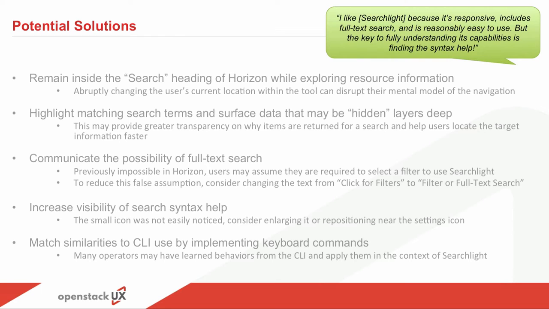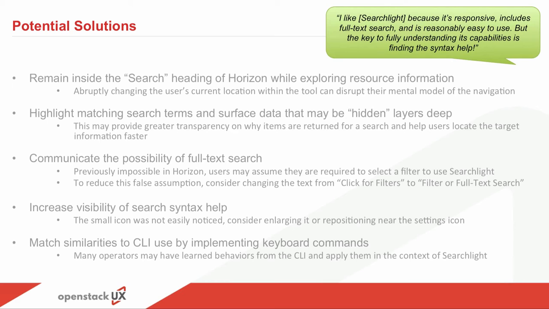Also, communicating the possibility of full text search is important because this is one of the better features that participants thought was included for Searchlight. So, as I mentioned before, a lot of people were driven by the filters because that's what they had learned from previous versions. So making sure it's clear that full text search is a possibility for this search will help them do a greater variety of searches than were previously possible.